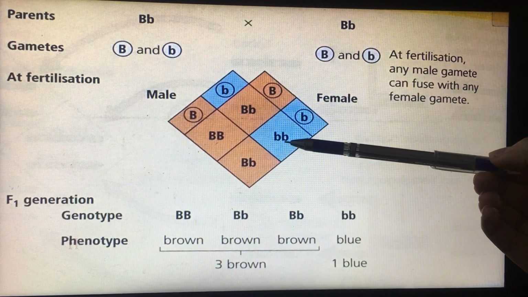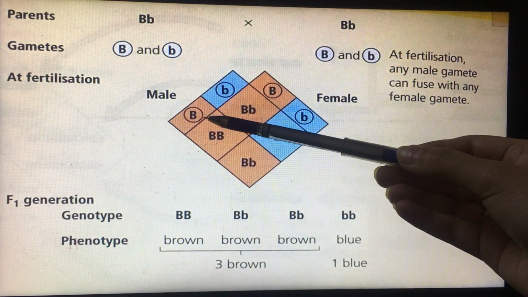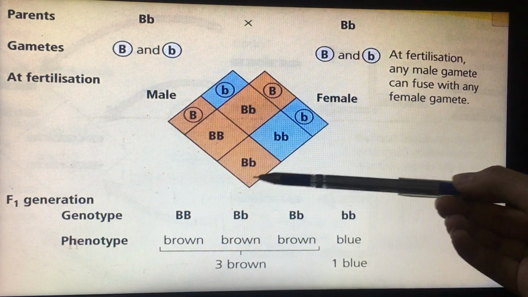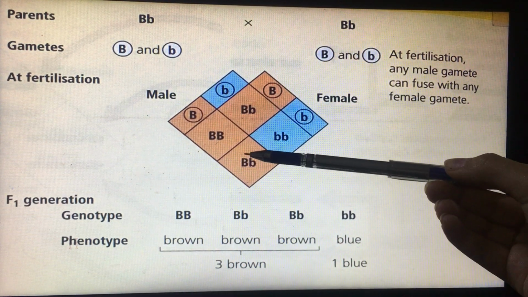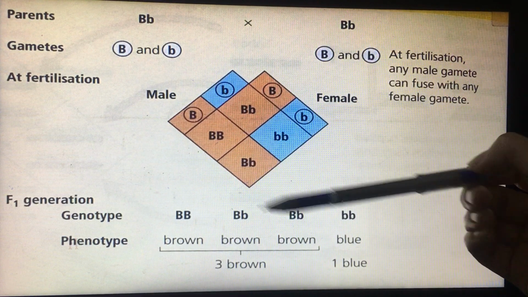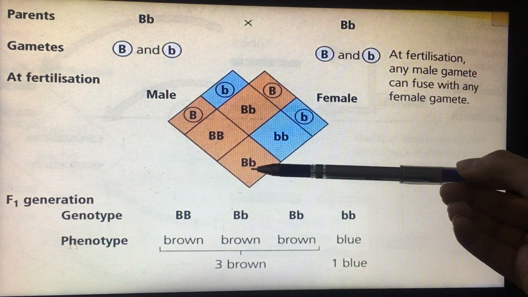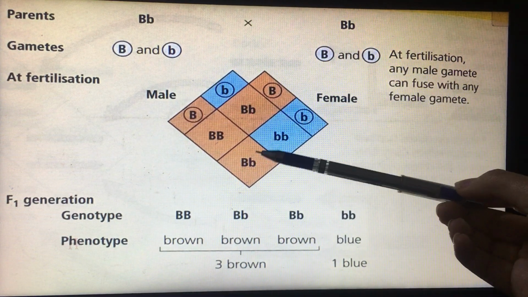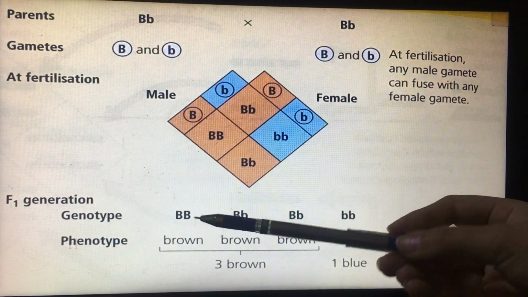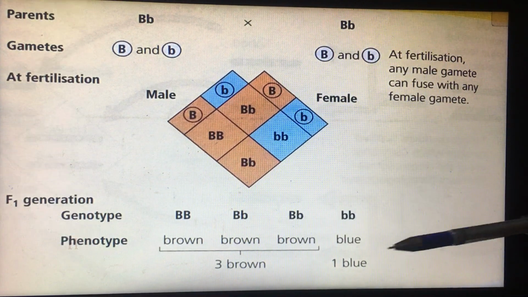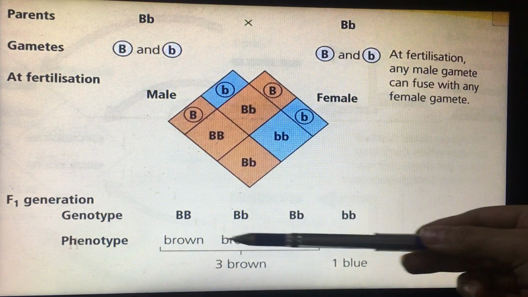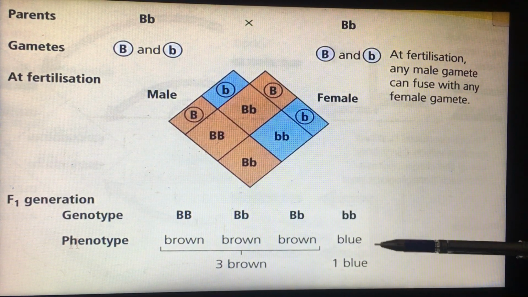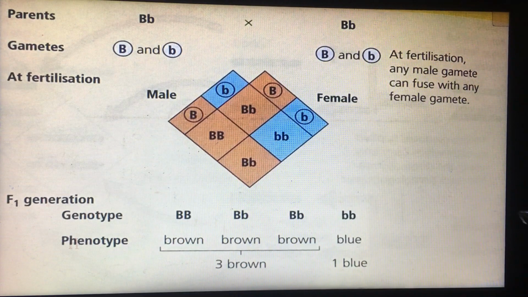And the last possible one, B capital with B small, will produce B capital, B small. With the presence of dominant B capital, or brown eye color, the offspring will have brown eye color. So the result: we have three offspring with brown eye color, and one offspring with blue eye color.